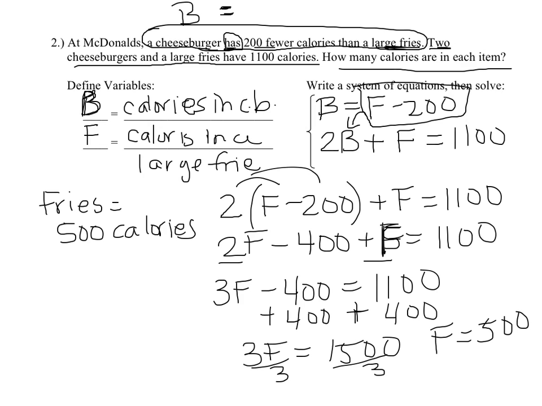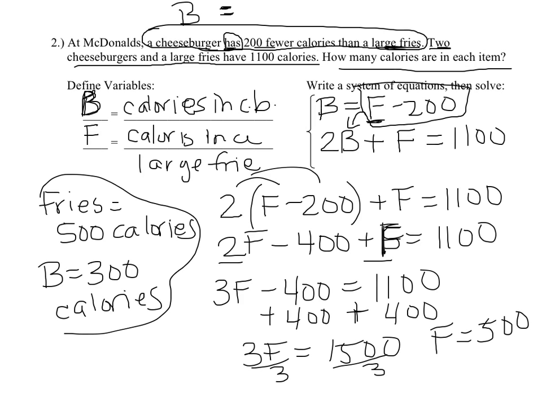And to figure out what the burger is, well, we just have to put it up here. 500 minus 200 is 300. So burger is 300 calories. So these do not need to be written as ordered pairs because it doesn't matter what order they go in. You just have to say that, and you're done.